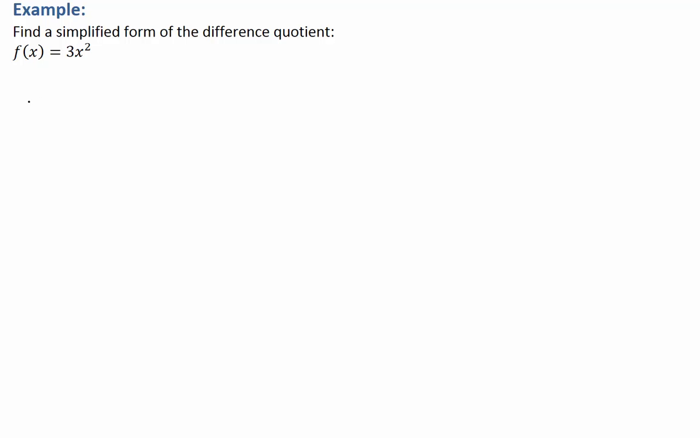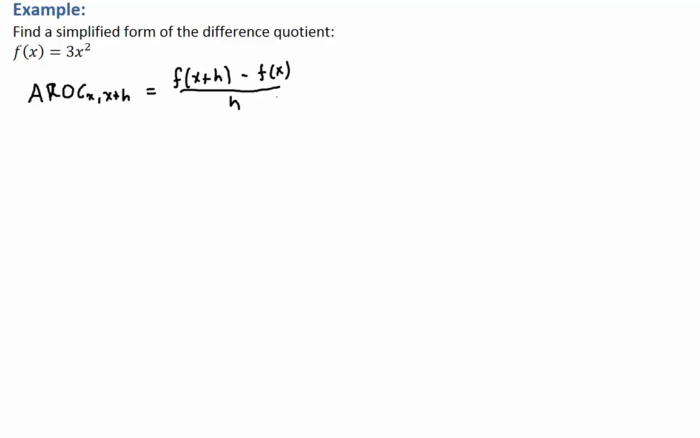Well, the difference quotient would be the average rate of change between x and x plus h. That's the difference quotient, and that is just f of x plus h minus f of x all over h.